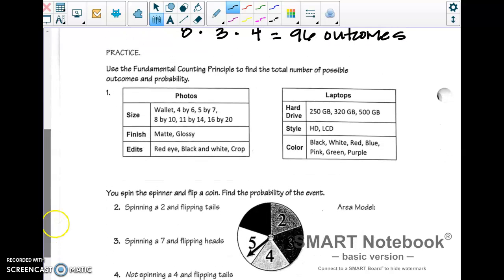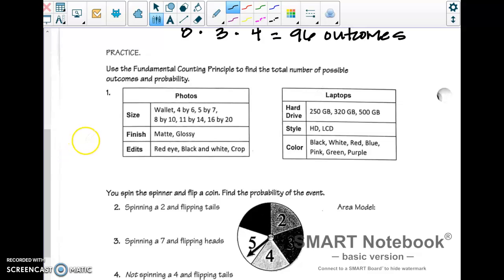Okay? So why don't you take a second, pause the video, and use the fundamental counting principle to figure out how many different phone options there are and how many different laptop options there are. So use that same fundamental counting principle from above to answer number 1. Go ahead and pause.